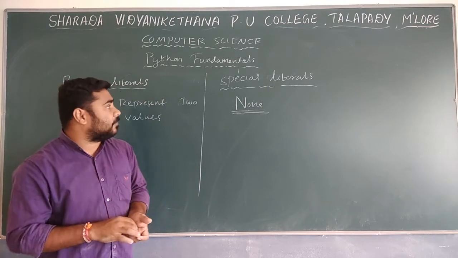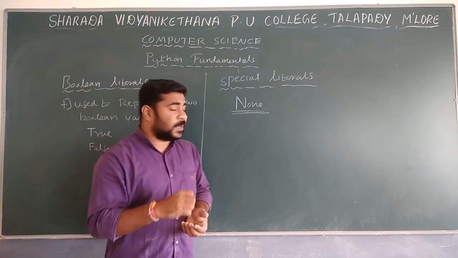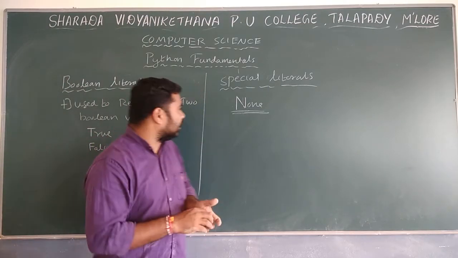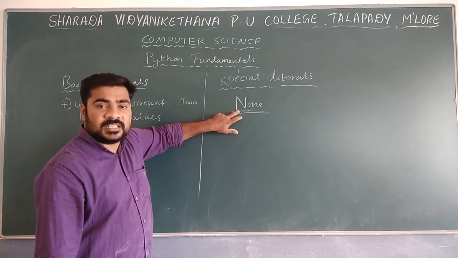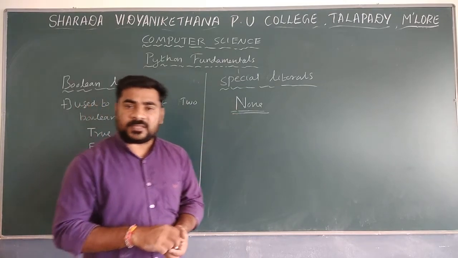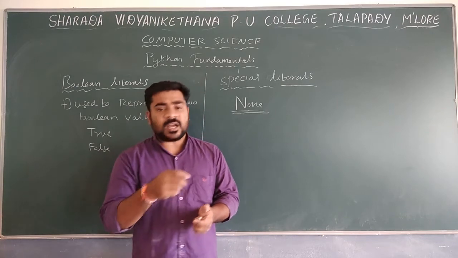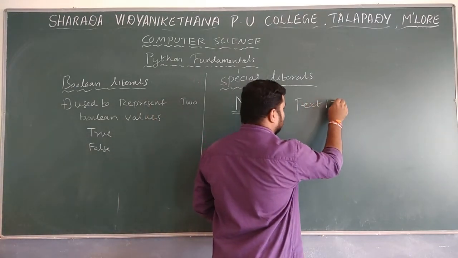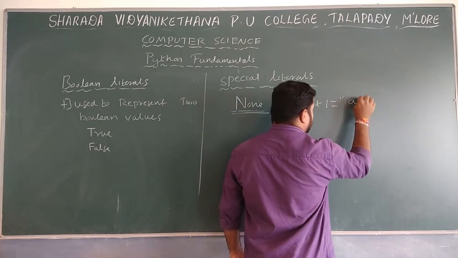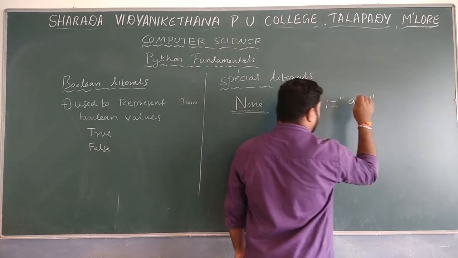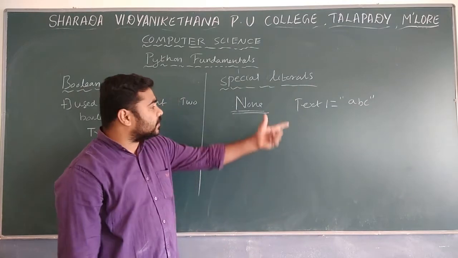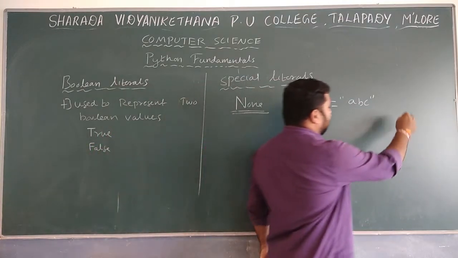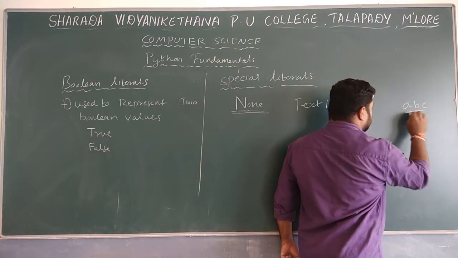The next type of literal is special literals. The special literal here is None, N-O-N-E. None is the special literal, used whenever you want to represent empty values. For example, if you write text1 is equal to ABC as a string value and you want to display it, it will display the value as ABC.